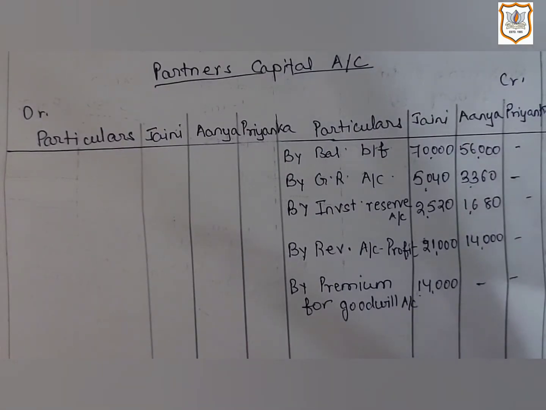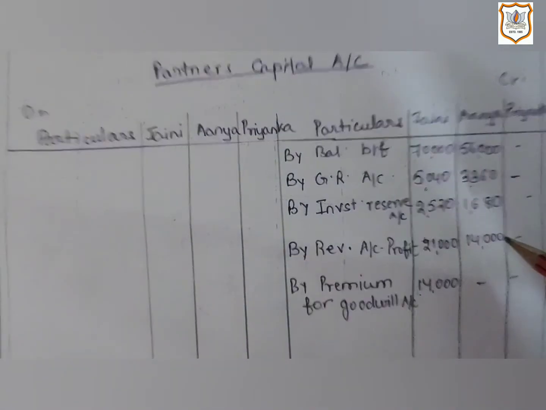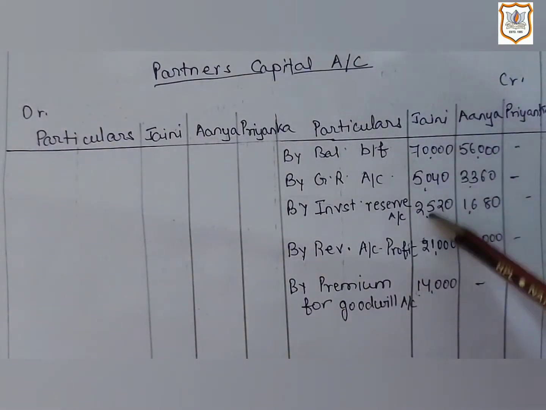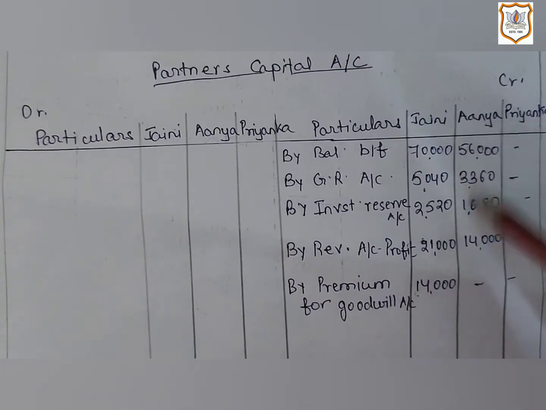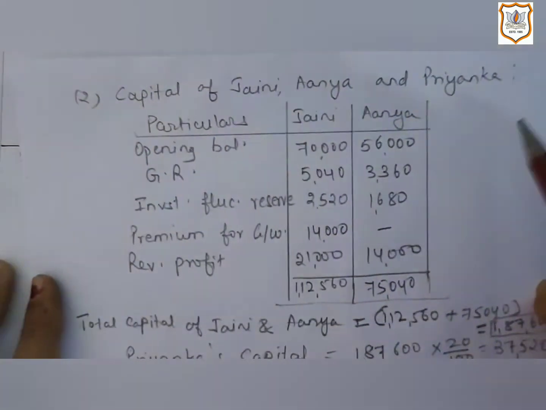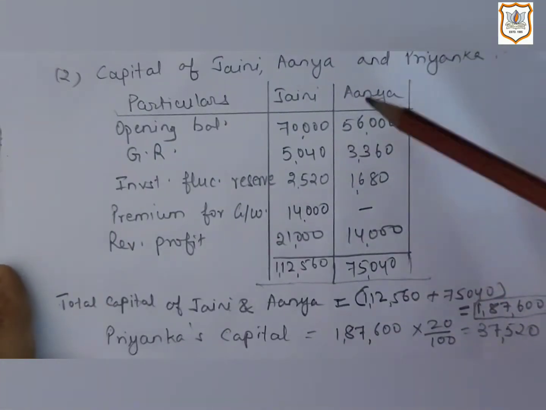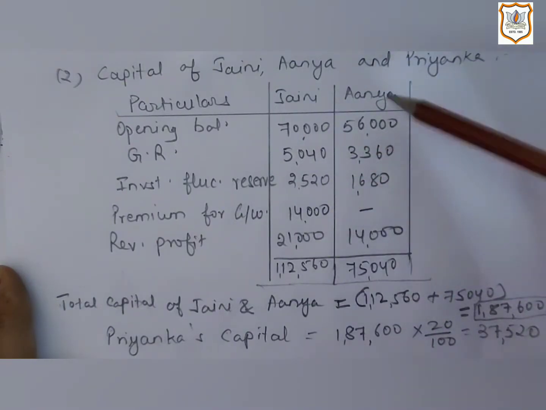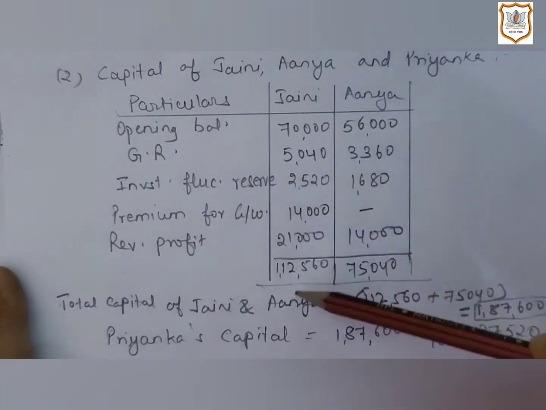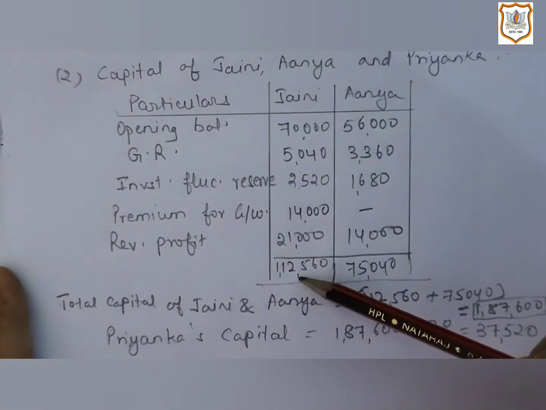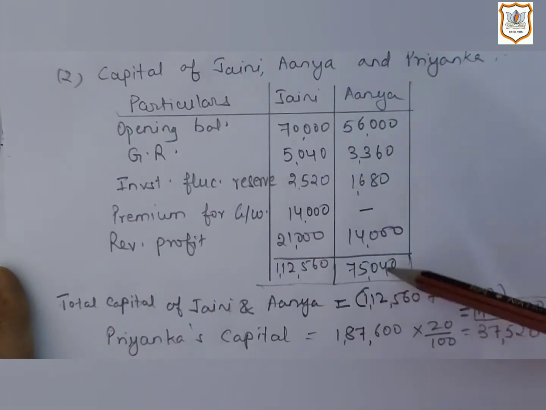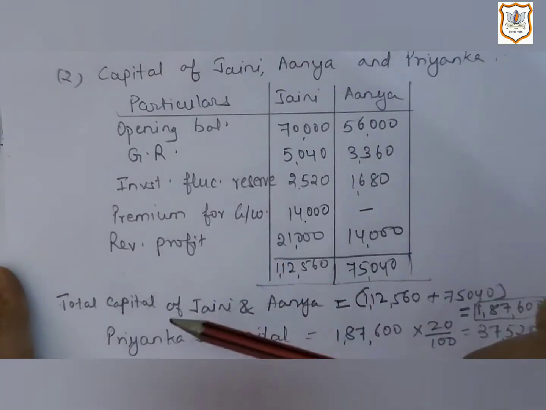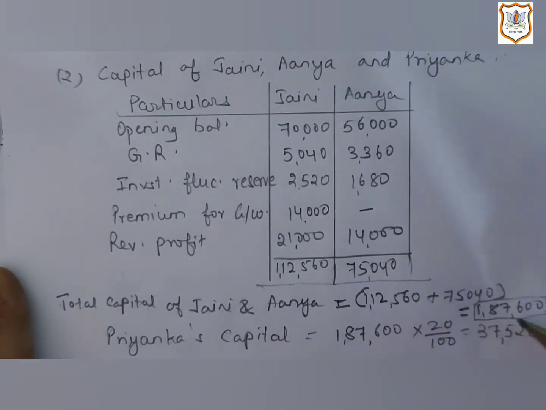Now as we have given effects of all the adjustments, let's total Jenny's column, credit side: 70,000 plus 5,040 plus 2,520 plus 21,000 plus 14,000. Similarly, we have to total Anya's column also. Here is the calculation, capital of Jenny and Anya. Total the credit column of Jenny and total the credit column of Anya. The total amount of the credit column of Jenny is 1,12,560 and the total amount of the credit column of Anya is 75,040. If we add this, we will get the total capital of Jenny and Anya, which is 1,87,600.